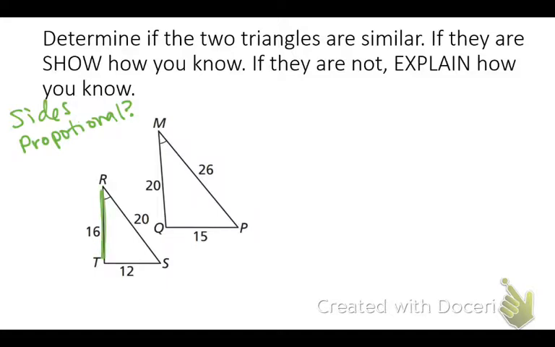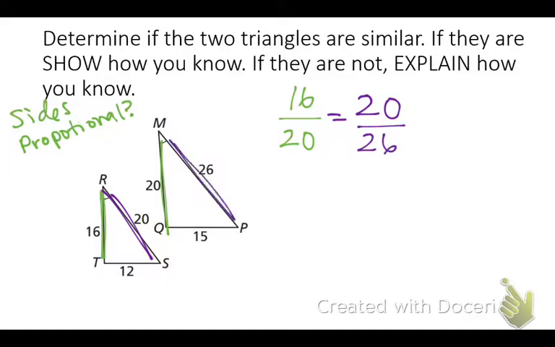So, go ahead and pick a side off our first triangle. Sure. 16. We're going to see if 16 over, what does 16 correspond with? 20. We're going to see if it is equal to, pick another side off of this first triangle. 20. We're going to see if that's equal to 20 over 26. And then last, see if all of that equals 12 over 15. We're seeing if they have the same ratio, okay? So you can set these equal. Notice how all the top is from the first figure, all the bottom is from the second figure.